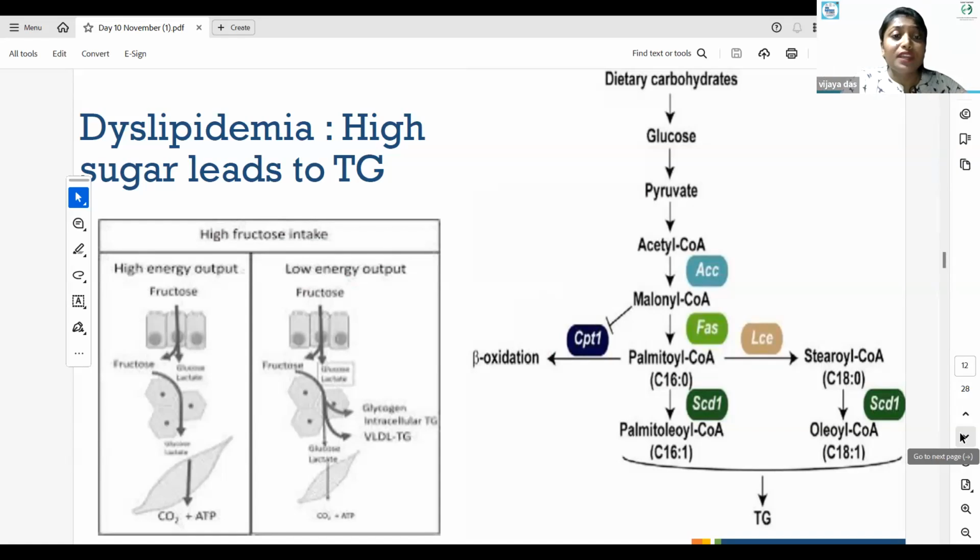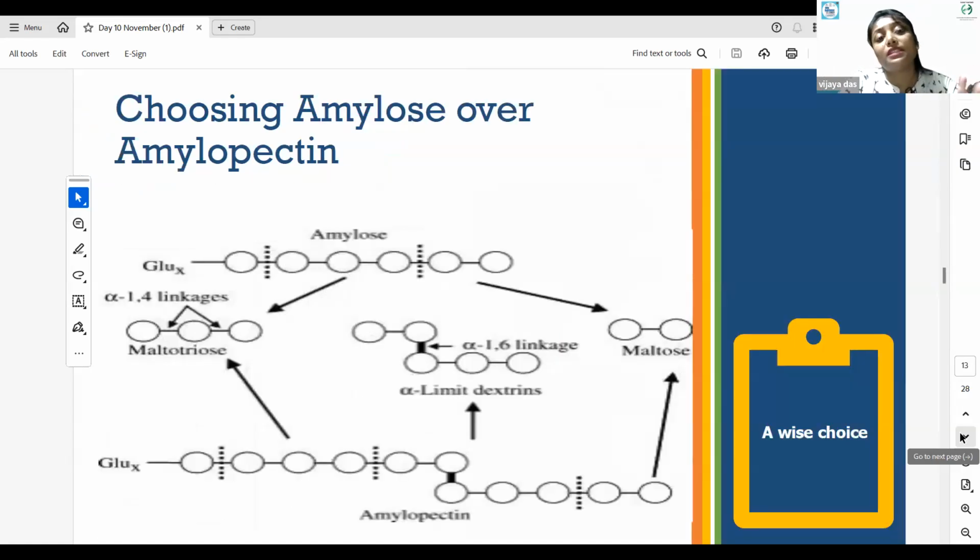So what can we do for these conditions? If a person has high levels of TG, maybe is not yet diabetic but pre-diabetic, and is also showing insulin resistance symptoms, we can definitely cut down the glucose. Now, cutting down glucose is of course a big task. So we can choose over amylose.